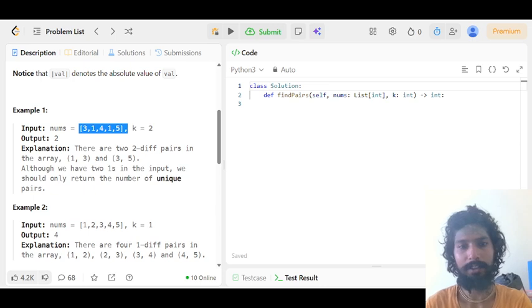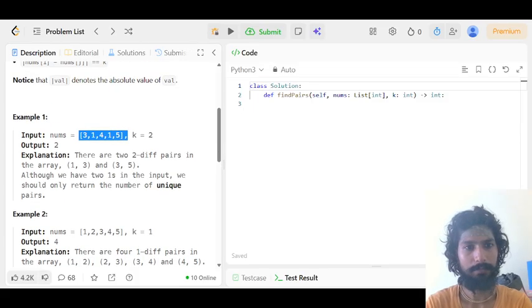Now notice that the number 1 appears twice in the array, but the pair 1 and 3 should be counted only once because the problem asks us to count unique pairs.